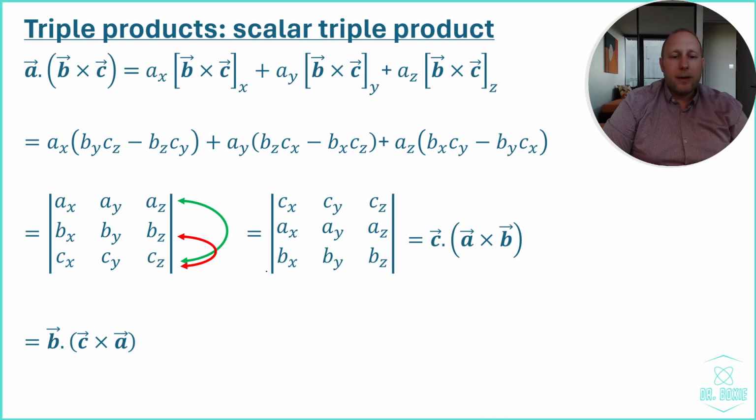Note what happened with the order. A, B, C was the original order, a dot b cross c. What we can do is basically shift everything to the right, and when it goes at the end, it comes back to the front.